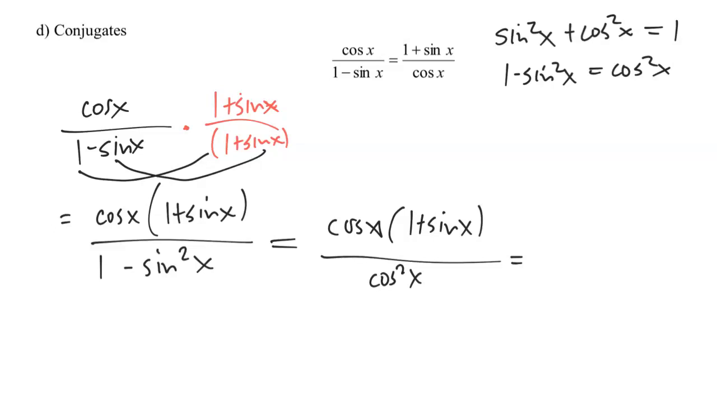And so that's what my denominator is going to become by a Pythagorean identity. And what I notice now is that my cosine x in the numerator is going to reduce with my cosine squared x in the denominator. And so cosine x in the numerator will completely go away. Cosine squared in the denominator will just become cosine x. And so what we're going to end up with then is 1 plus sine x divided by cosine x, which is exactly what my right-hand side was.